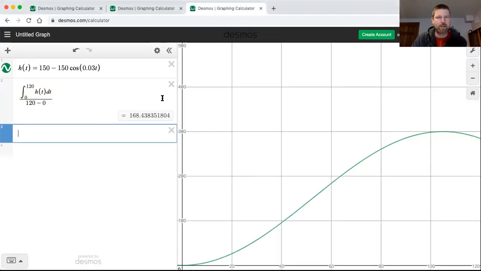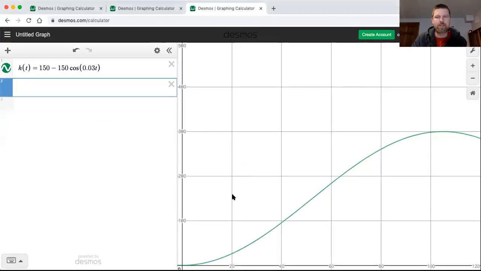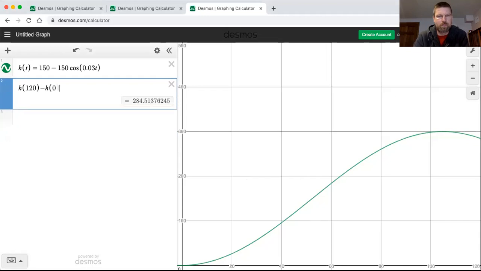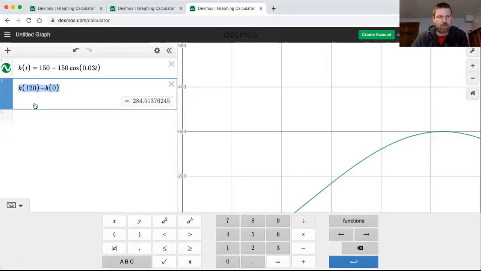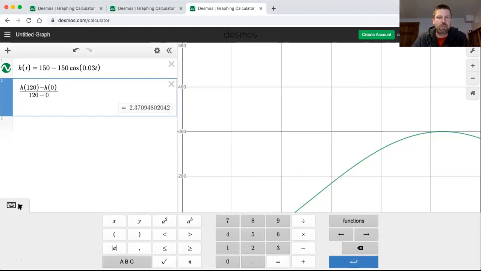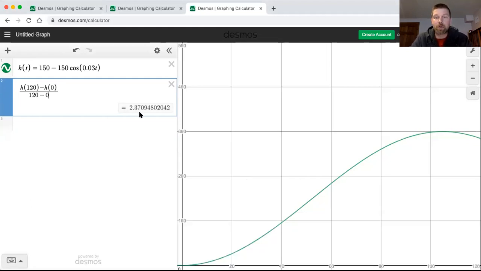Here's the same problem. Get rid of that average value. You don't need that anymore. This time I want to know average rate of change. It looks like on average I was going up, right? And I definitely ended up higher than I started. So I use my average rate of change formula, h of 120 minus h of 0, and I'm going to take all of that and divide it by 120 minus 0. Looks like an average rate of change of about 2.37 feet per minute. Seems reasonable, right? Going up and up and up. Not super fast, but reasonable.